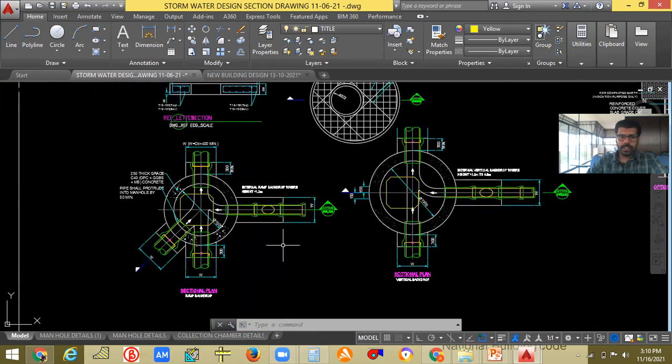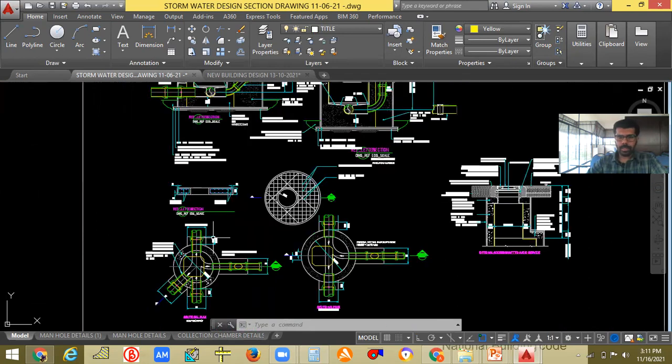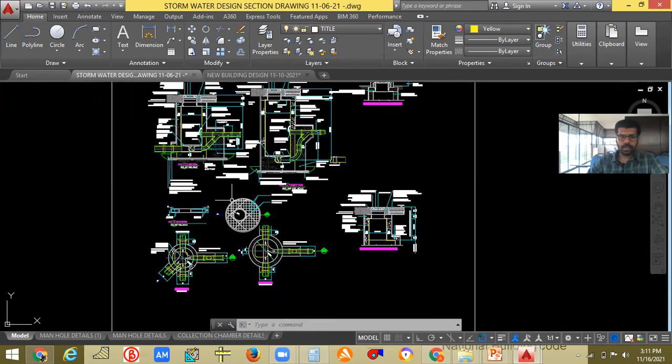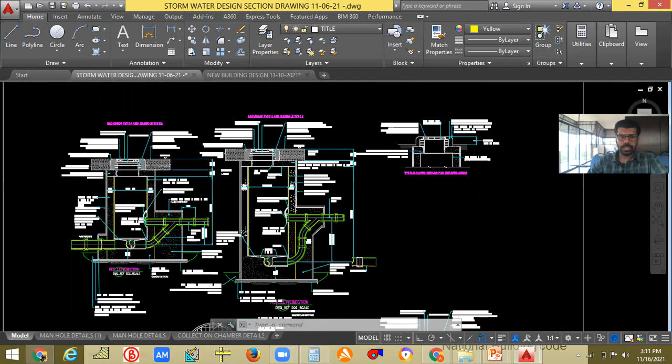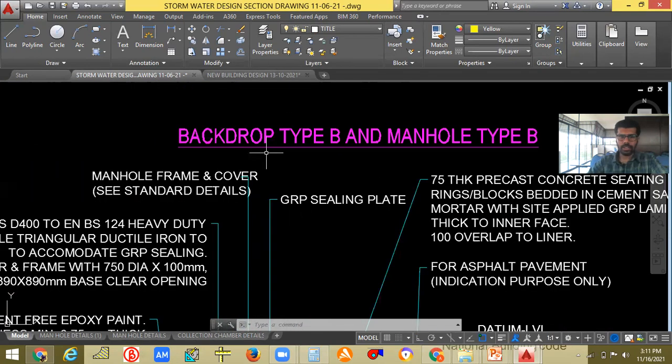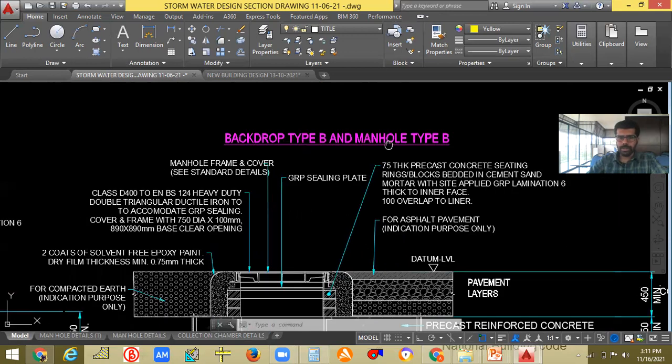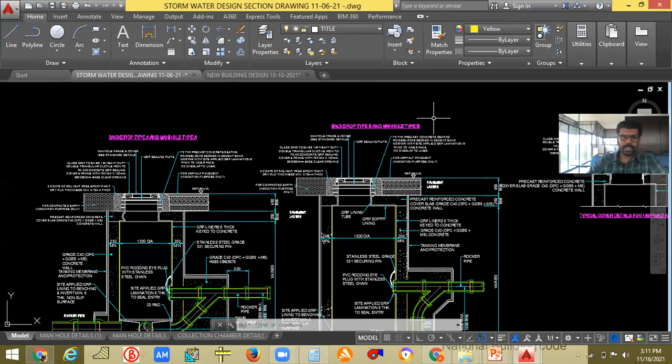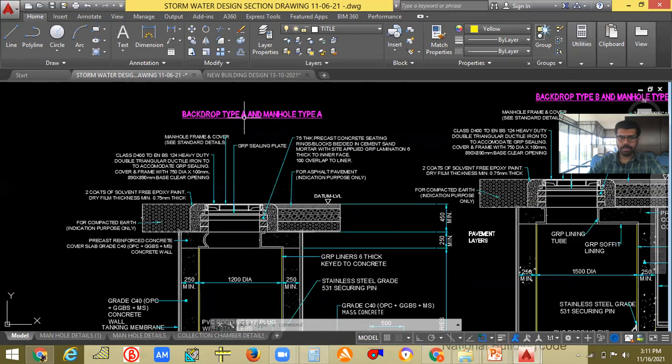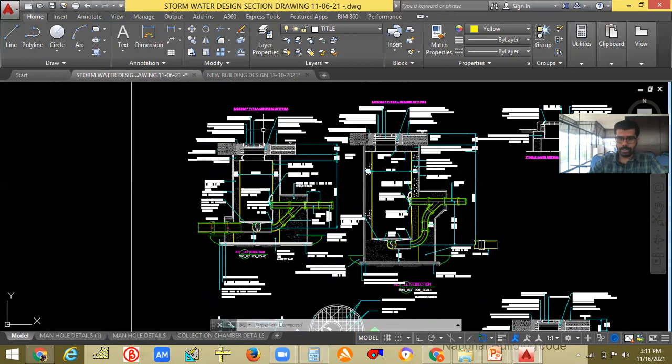Now, coming to the sectional view, you can see these are two types: backdrop type B and manhole type B, and backdrop type A and manhole type A. So these are the two types of manholes. You can see two types of manholes are there.